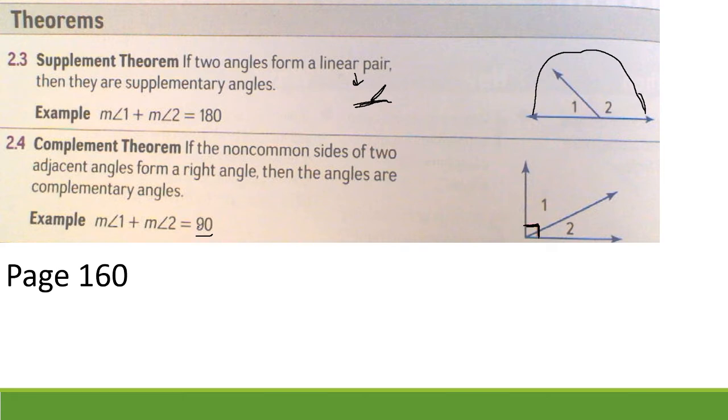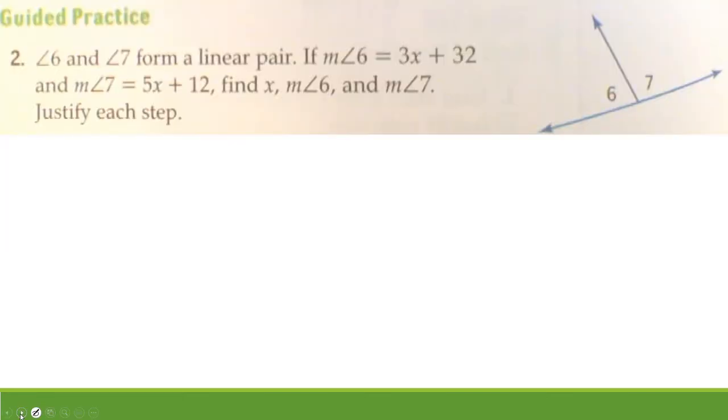Just like we did with segment addition. So let's take a look at one here. This is still algebra-ish, so we're going to start with the algebra stuff. It says angle 6 and angle 7 form a linear pair. Now we don't know that they're right angles. They look like they'd be right angles here, but we don't know that for sure. We do know that they form a linear pair. If angle 6 is this and angle 7 is that, find what x is, find what angle 6 is, and find what angle 7 is, and then justify each step.